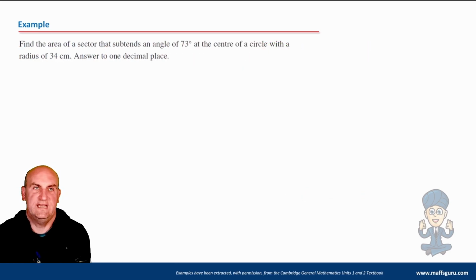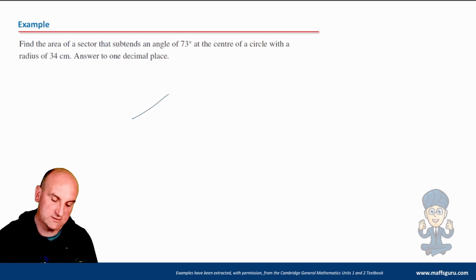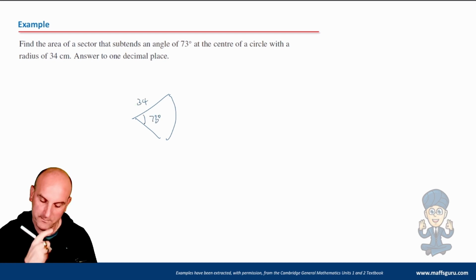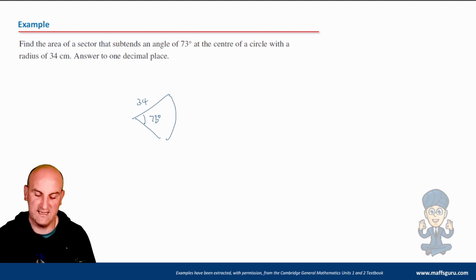Find the area of a sector that subtends an angle of 73 degrees at the center of a circle with a radius of 34. Now, there's no diagram here, so again, we've got to know the language. Right, again, I'm just going to draw a pie slice. I'm not drawing the whole circle. I know that there is 73 degrees. It tells me the radius is 34. What does it want me to do? The area of a sector.